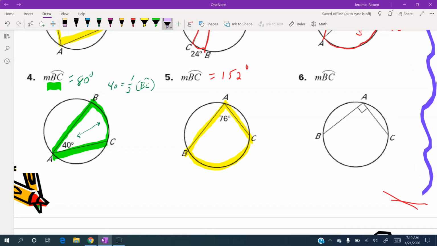Looking at our last one, we have our arc BC. We trace it back to find the angle, and we know that that angle measures 90. That angle measures 90. So our arc here is 180 degrees.